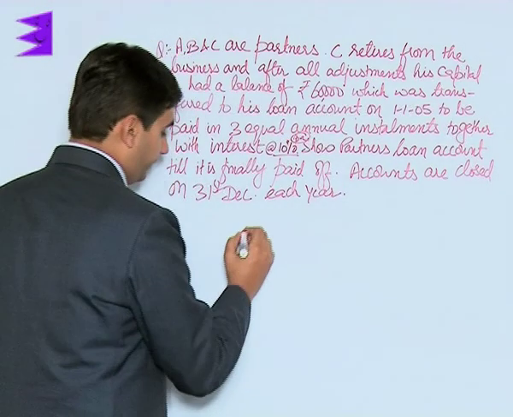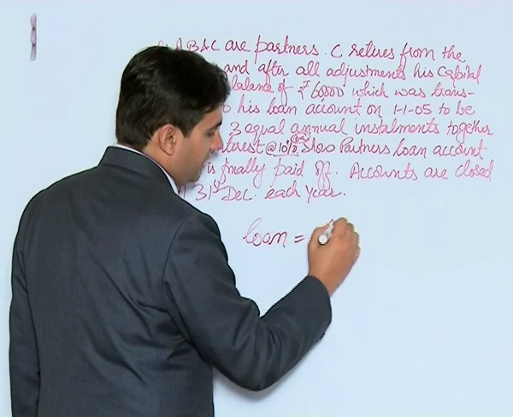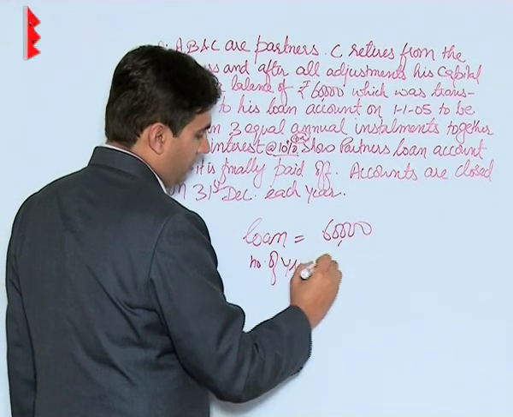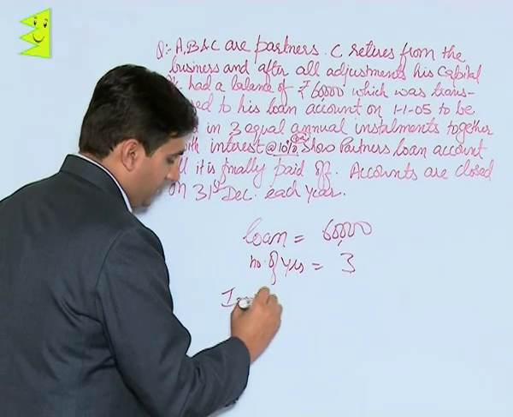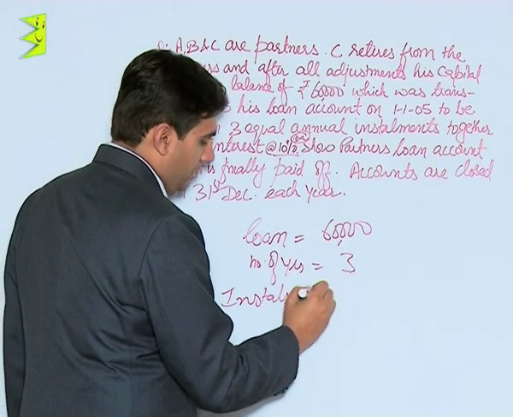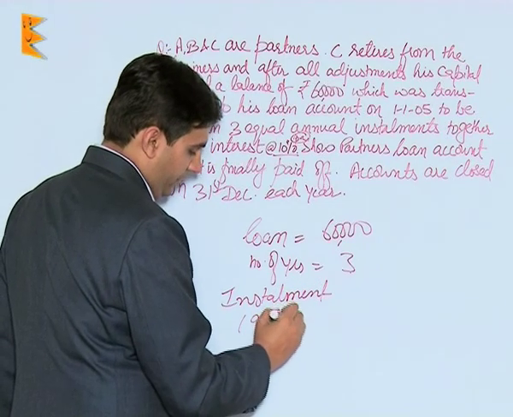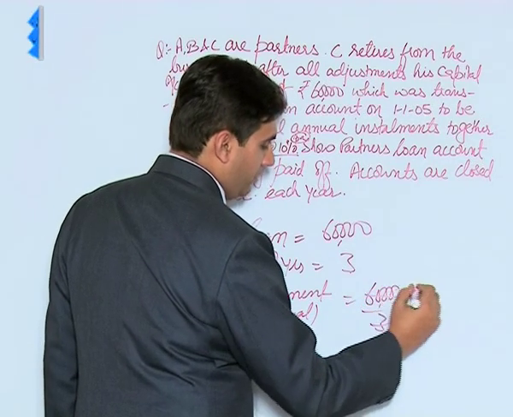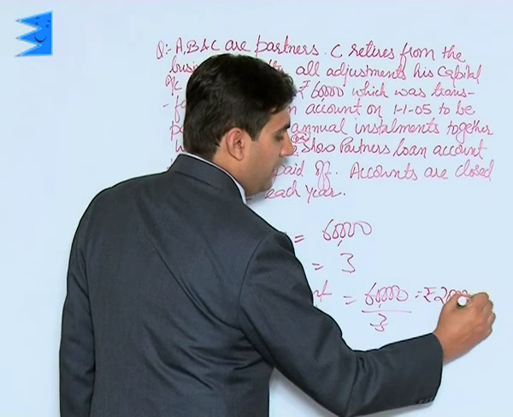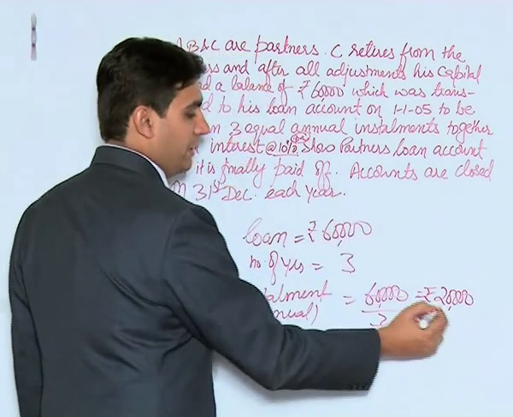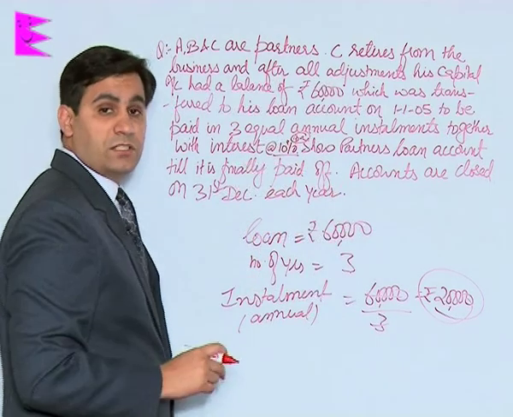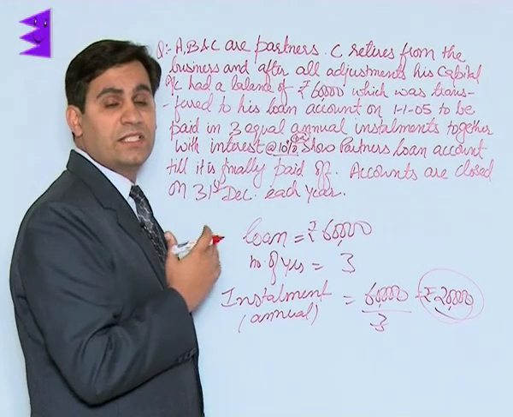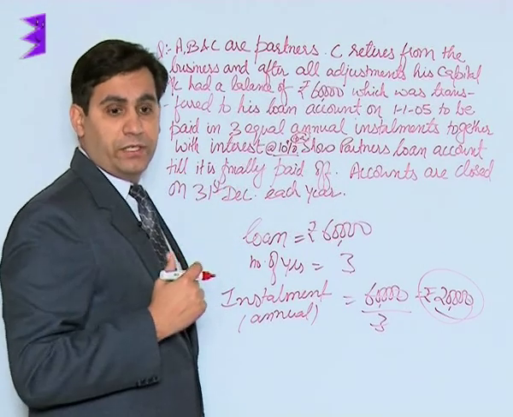Now students, remember, loan is 60,000. Number of years is 3. So, the annual installment should be 60,000 divided by 3, that is rupees 20,000. That means every year a principal amount of rupees 20,000 has to be paid together with the interest of 10% on the remaining balance. So now let us prepare loan account and see how these entries would be posted.